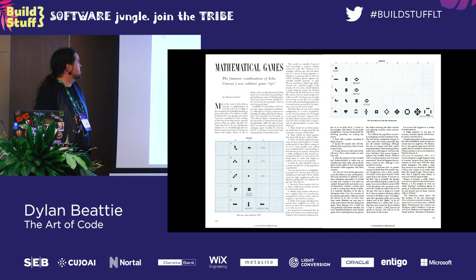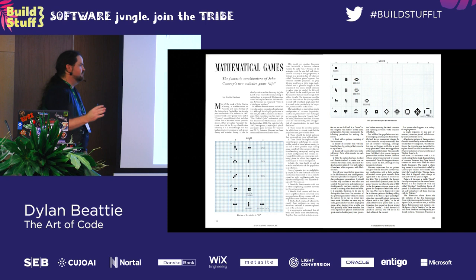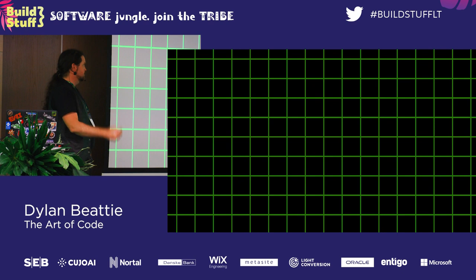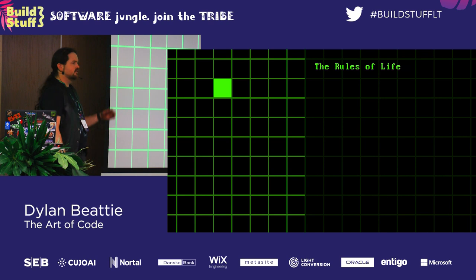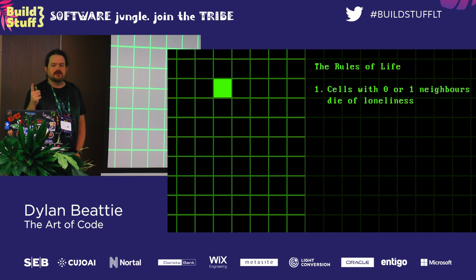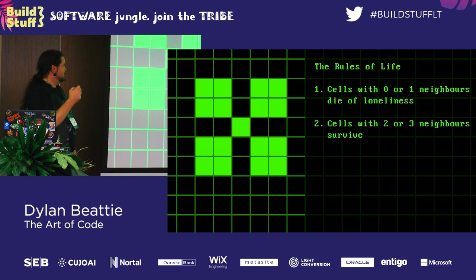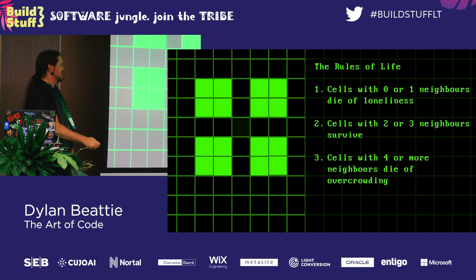Now, the Game of Life, as games go, is not much of a game. It is a game for one player, played on an infinite board, and it has only three rules. The first rule of the Game of Life: each of these little rectangular cells can live, it can die, it can be born again. If a cell has zero or one neighbors, it dies of loneliness. If a cell has two or three neighbors, it survives into the next generation. And if a cell has four or more neighbors, it will die of overcrowding. It's a bit like living in London.